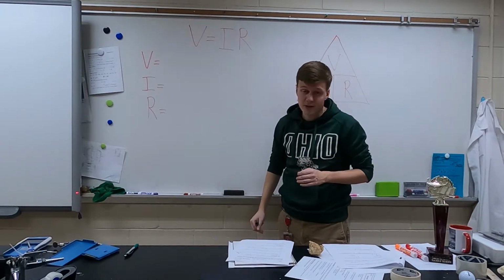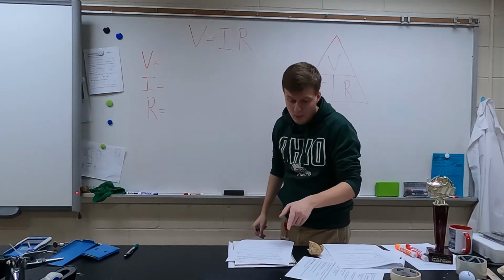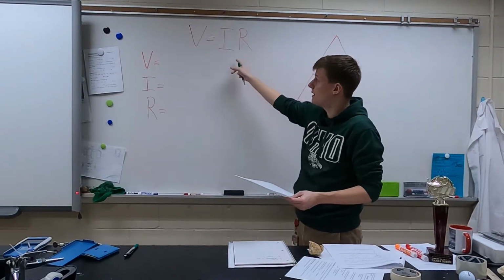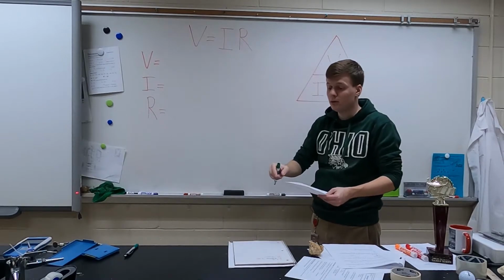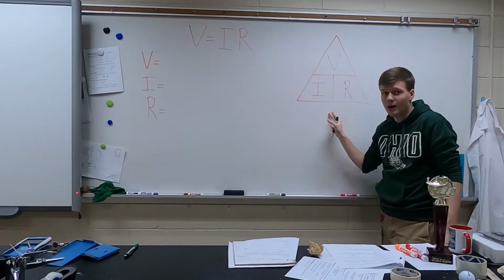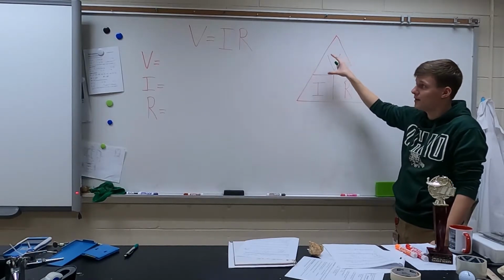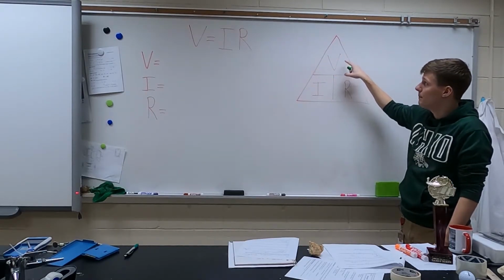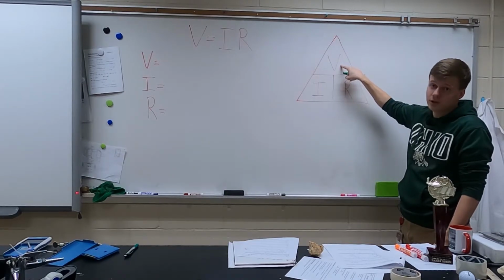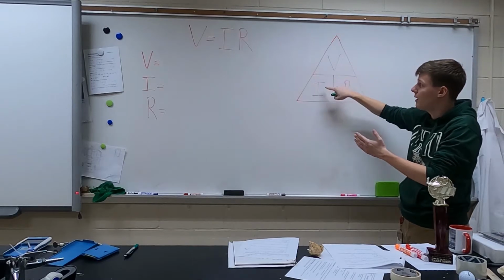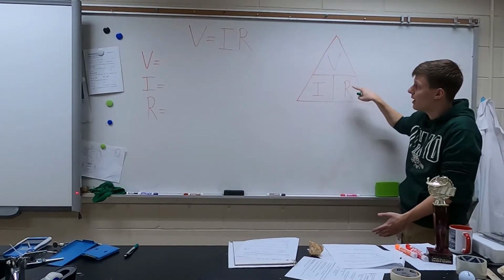So let's start off with a simple problem here. And we have number one here. Number one states, what voltage produces a current of 100 amps with a resistance of 50 ohms? So we have to use our formula here to figure this out. And the nice part is I've included this triangle on your assignment as well. But this applies to Ohm's Law very nicely because you can use this triangle to figure out what you have to do. So remember, in this triangle, if you're trying to find voltage, for instance, which is what we're trying to do in this problem, then you would look at current and resistance, they are right next to each other.